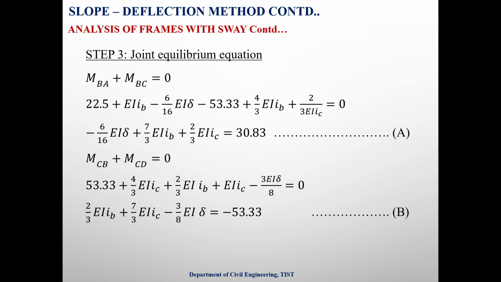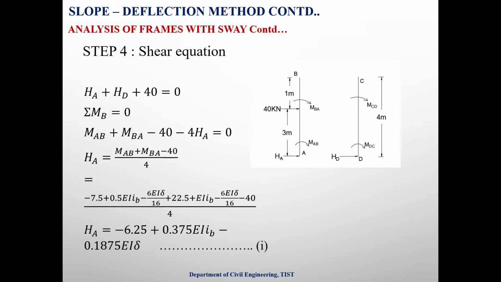Then step 3 is the joint equilibrium equation. As we discussed, MBA plus MBC is equal to 0, MCB plus MCD is equal to 0, and we have to derive the shear equation. When you derive the shear equation, consider the free body diagram of the columns AB and CD. In the analysis of frames using the slope deflection method, step 4 is the shear equation. For that shear equation only, we consider the free body diagram of columns.